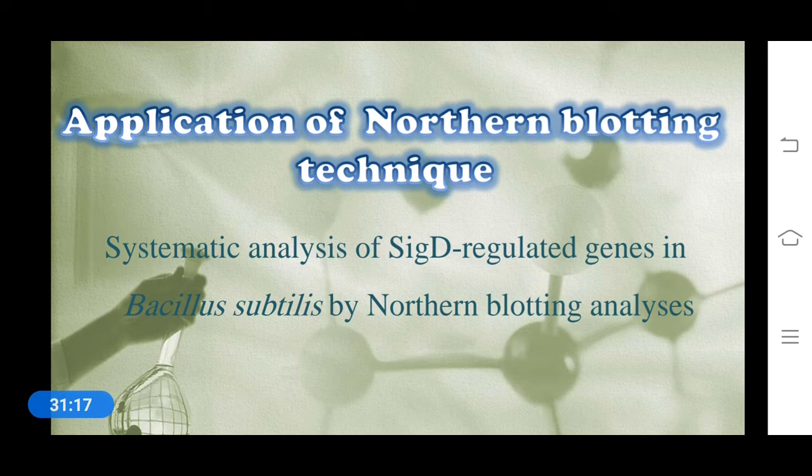Northern blotting has been successfully used in the systematic analysis of SigD regulated genes in Bacillus subtilis. The systematic analysis of SigD regulated genes in the bacterium Bacillus subtilis was achieved by using Northern blotting analysis.